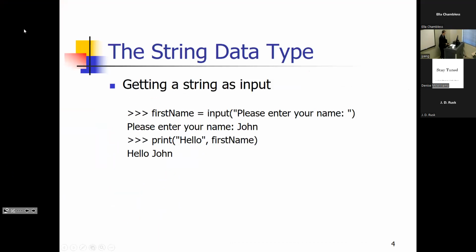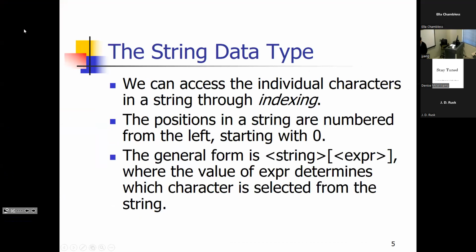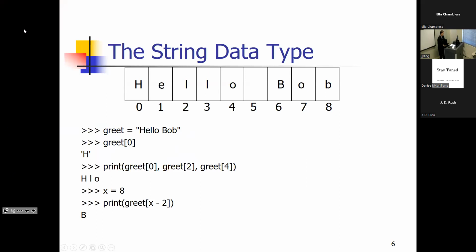So getting a string as input, you can always use input to enter a string. For example, first name equals input, you enter your name. If you enter your name, John, then it's going to display hello John. It's easy. The string data type has many features.